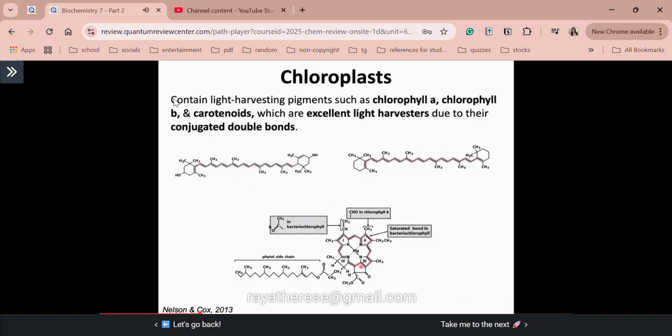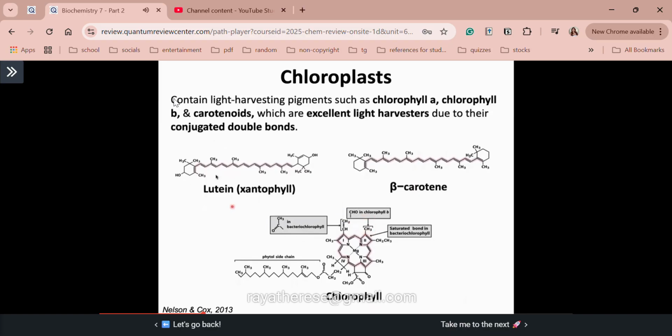Here we have three examples. First is lutein, which we also call xanthophyll. Second, we have beta-carotene. And lastly, we have chlorophyll A and B. Class, this structure is for chlorophyll A. Sir, what is the difference between chlorophyll A and chlorophyll B? Class, instead of a methyl group, in chlorophyll B we have an aldehyde group.